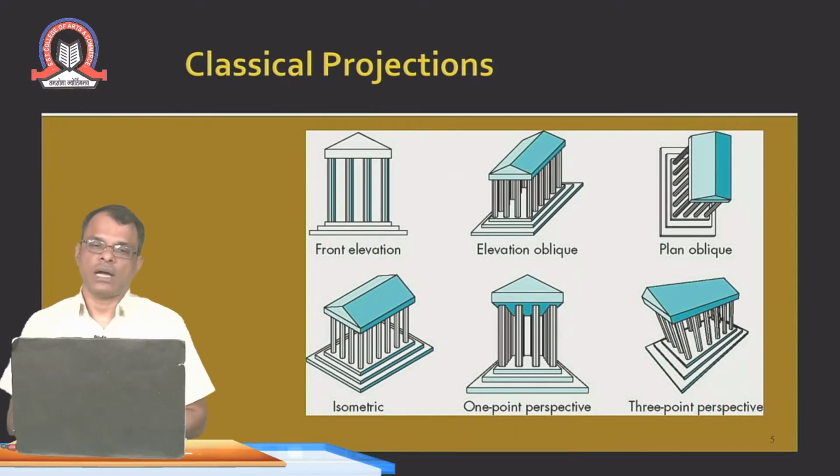This is what I am talking about, classical projection. So if you see in the first image, you can see the front elevation, elevation oblique, plan oblique, isometric, 1 point perspective and 3 point perspective. So these are the different views. We will be talking in detail about all these things. So first, these are the classical projection types.